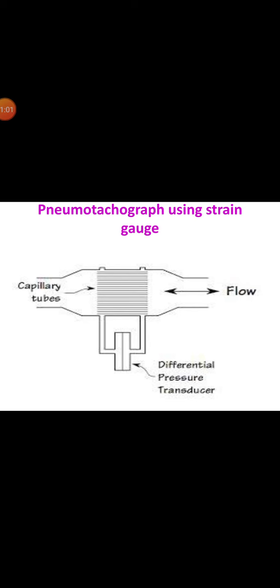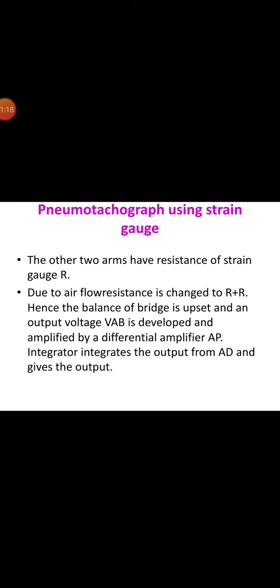The diaphragm forms one plate of a capacitor, and the AC signal appears across the detector, and it is amplified and recorded using a recorder. The amplified output can be integrated, and it is used for continuous monitoring of the respiration rate.